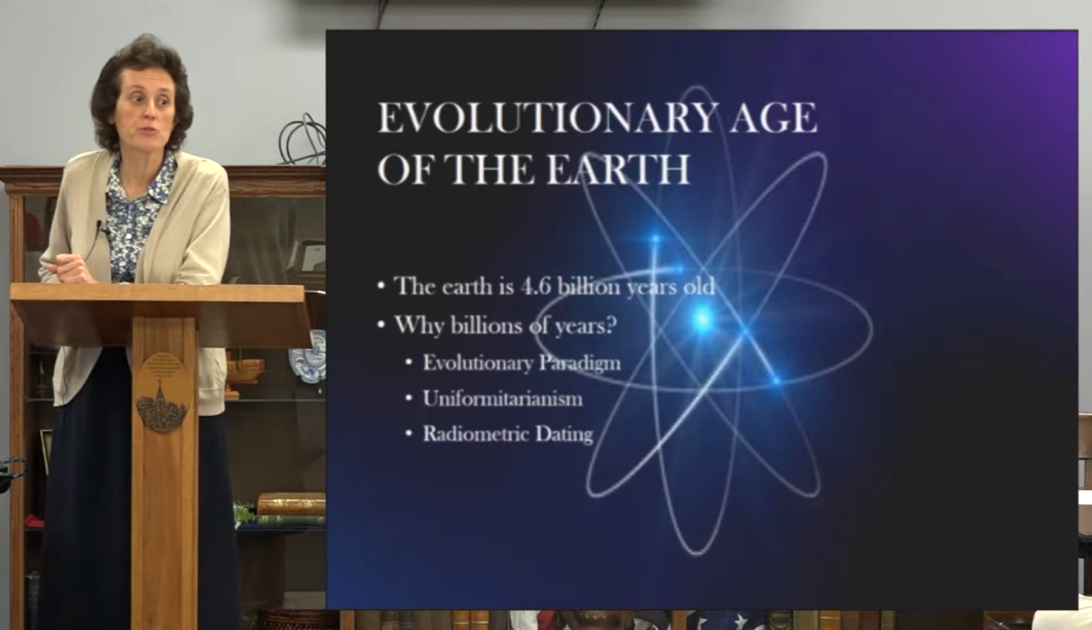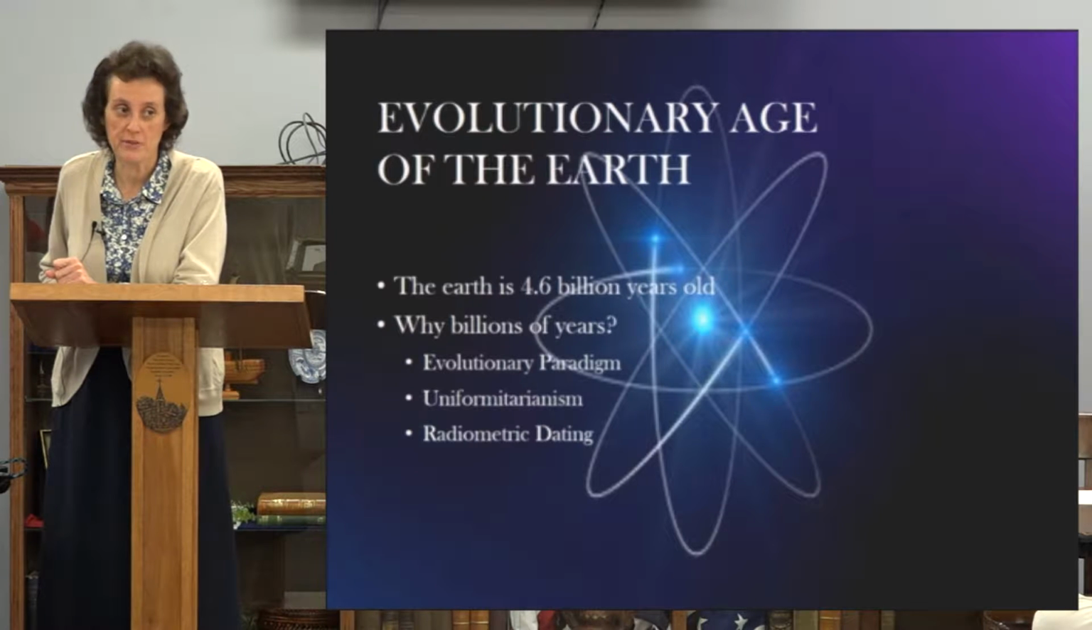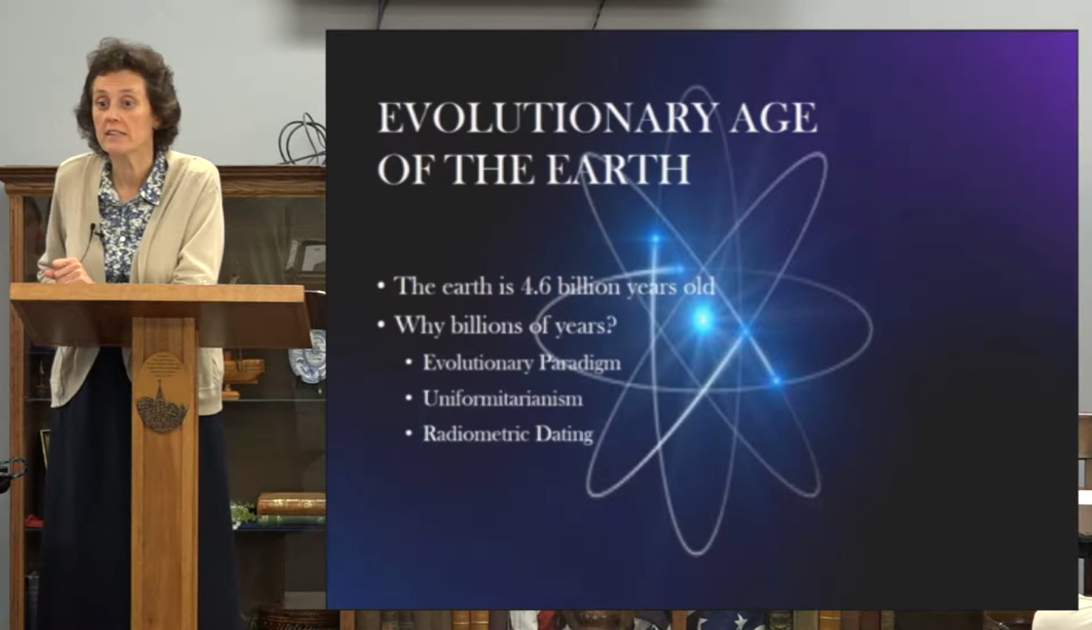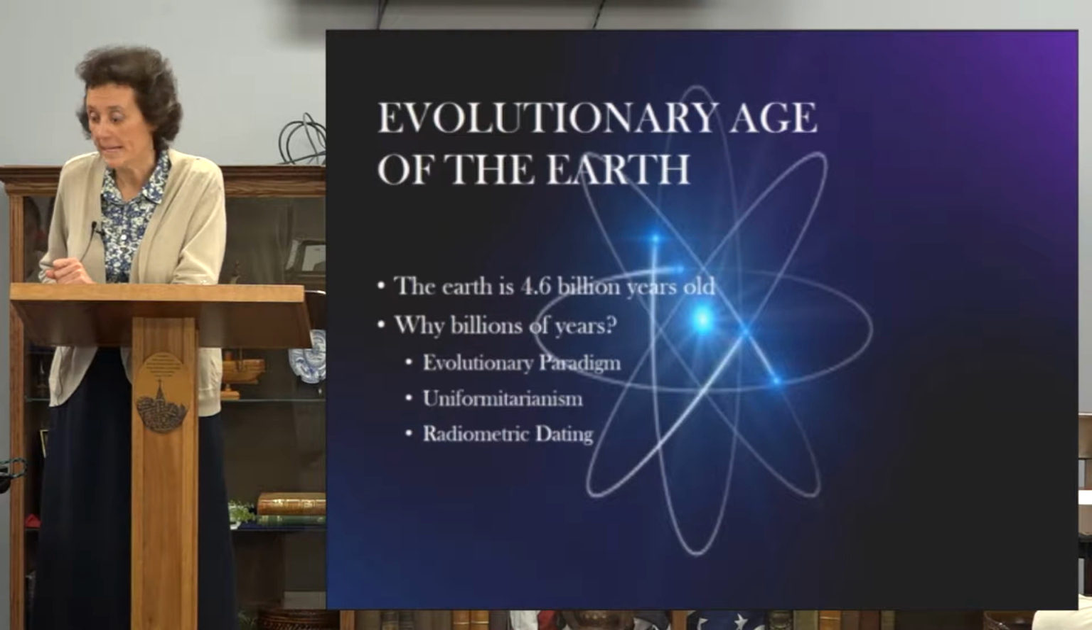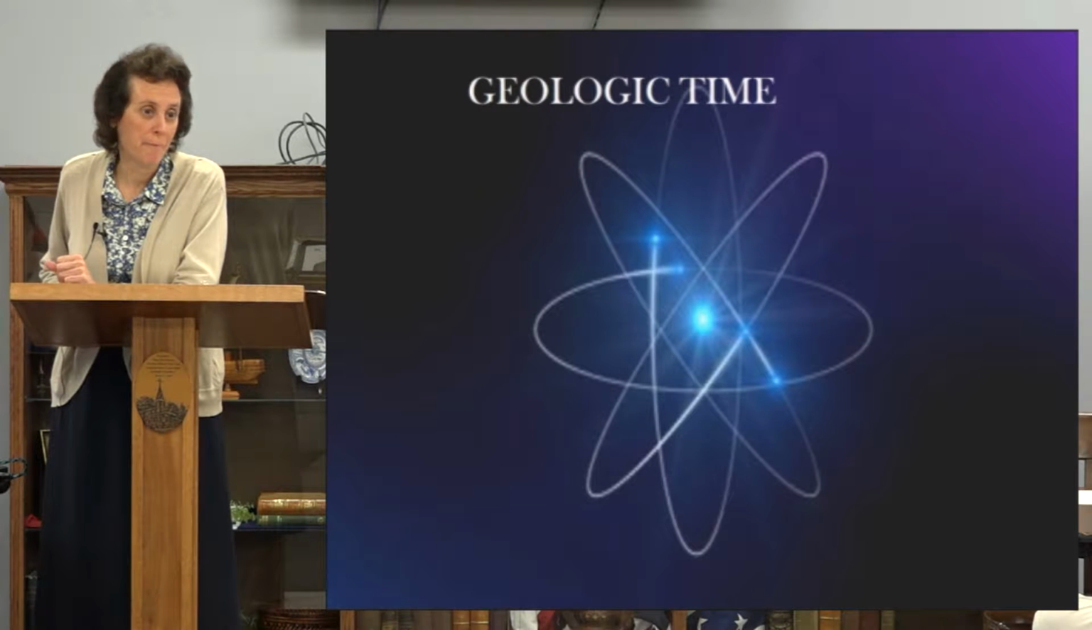So we need to discuss what is radiometric dating, how does it work, and in our case, what's wrong with radiometric dating? Can we trust the dates of those meteorites at 4.6 billion years? Can we trust that date? Why or why not?